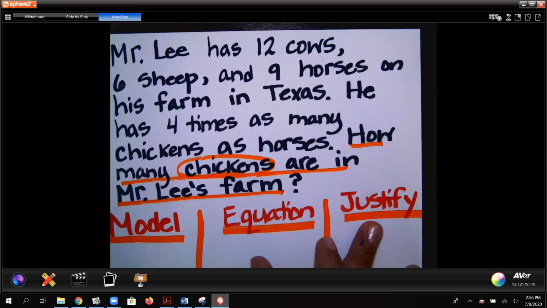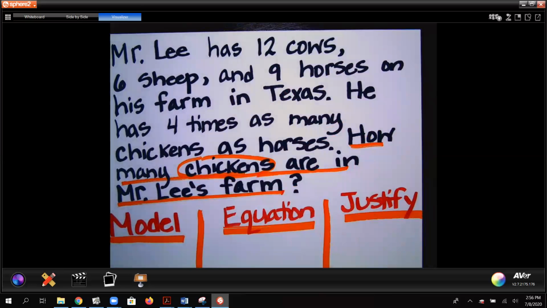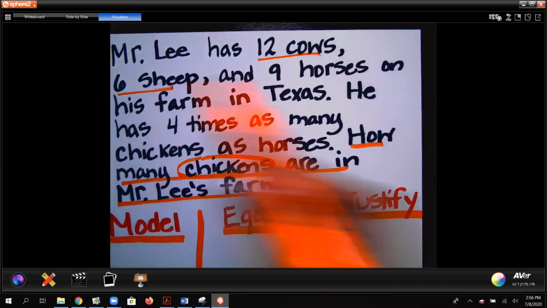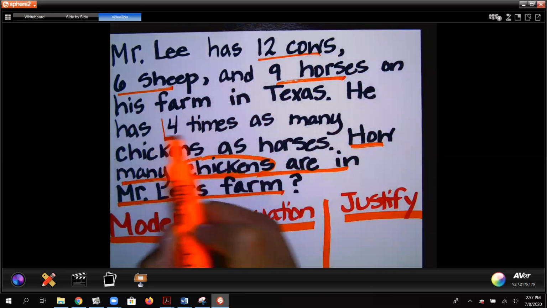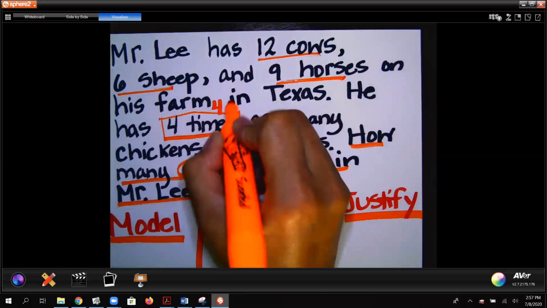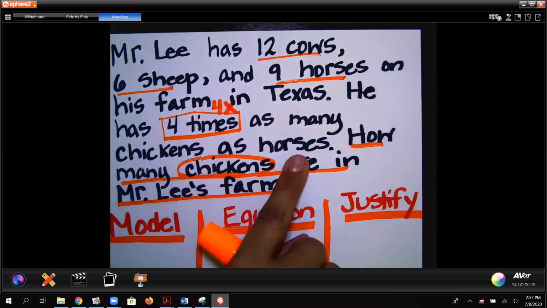Your problem is here. Don't be afraid to always go back to that problem. So we know there's 12 cows. We know there's 6 sheep and there's 9 horses. And he has 4 times, that's very important. When you have it like this, you need to rewrite it on top. That means to multiply by 4, quadruple. He has 4 times as many chickens as horses.